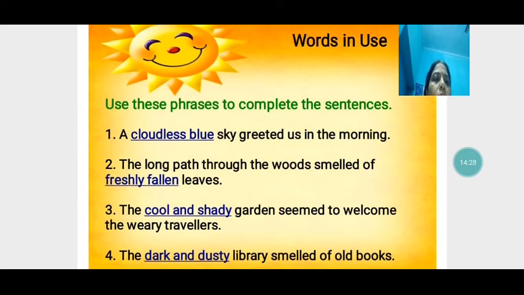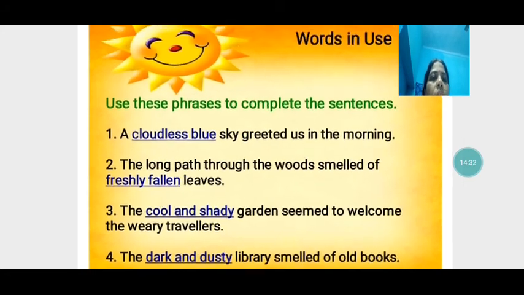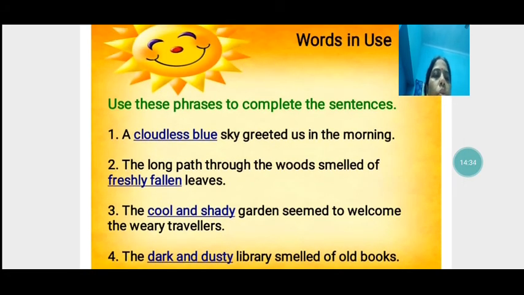Now we will do words in use, and use these phrases to complete the sentences. So you have to fill in the sentences. So how you will fill? A cloudless blue sky greeted us in the morning. So you have in the bracket the phrases, and with that you have to complete. So in the first one you will write a cloudless blue sky greeted us in the morning. So what is the phrase here? Here it is a cloudless blue.